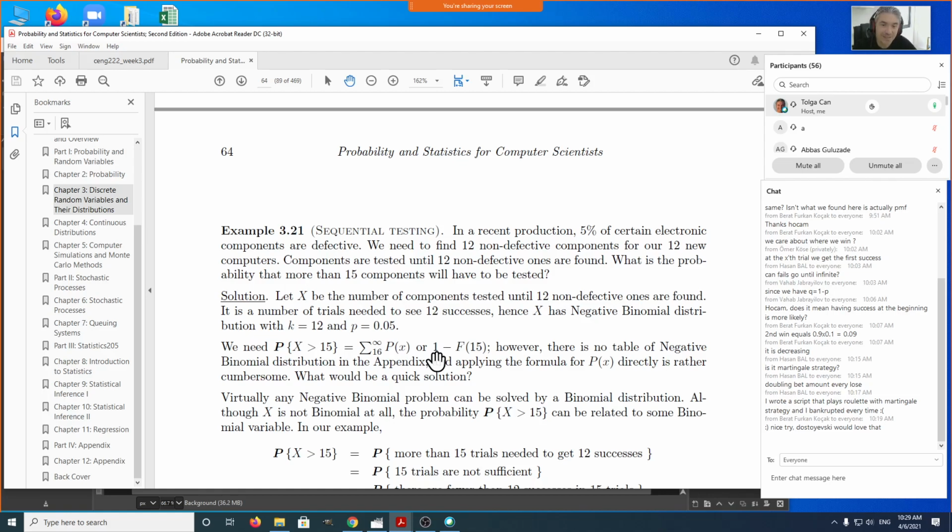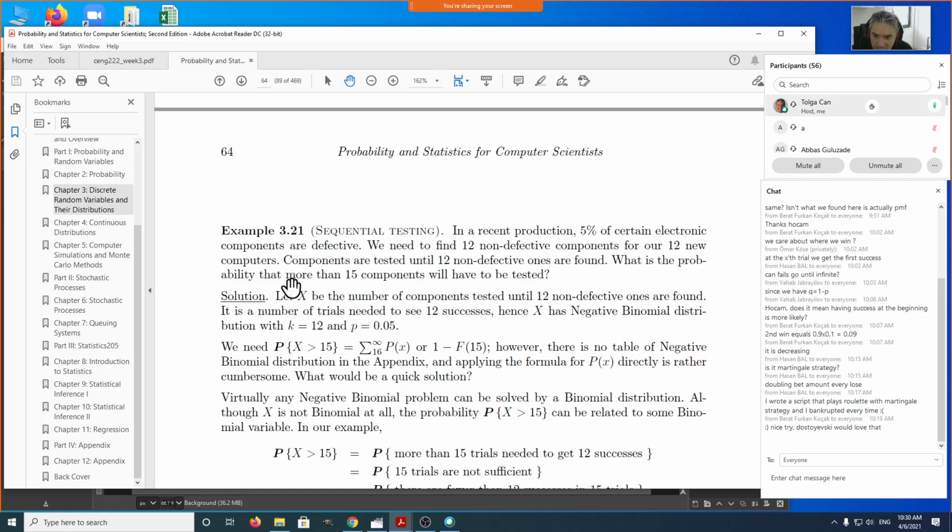There are different ways to solve this question, but what I'm trying to find is the probability of getting 12 non-defective ones in 14 or fewer tries. That's really a negative binomial distribution. If you look at the CDF of the negative binomial at 14 or less, then 1 minus that probability will tell you that 15 or more components have to be tested.